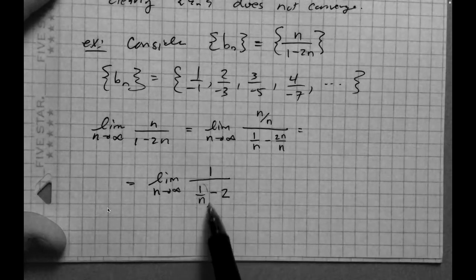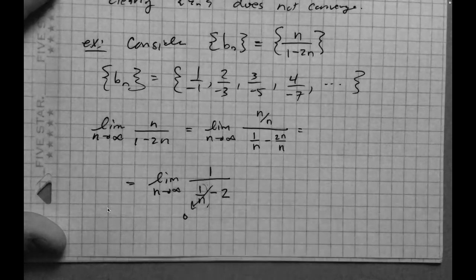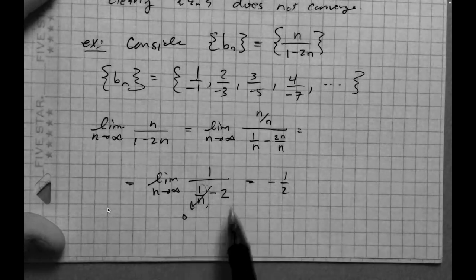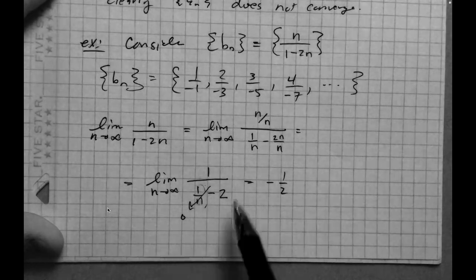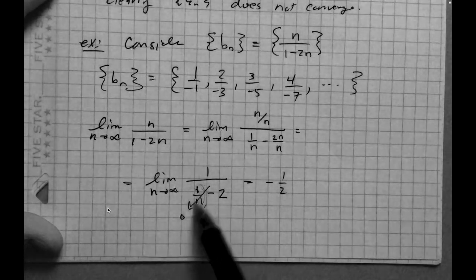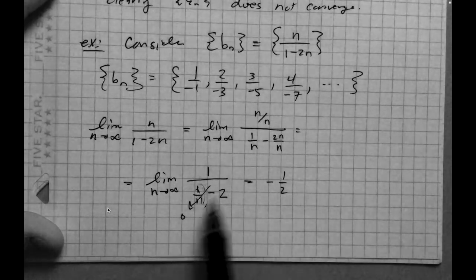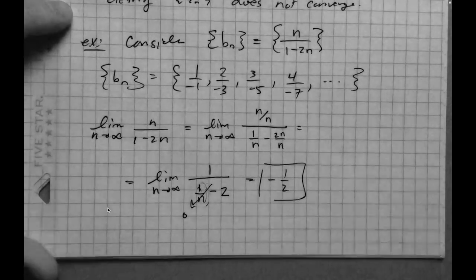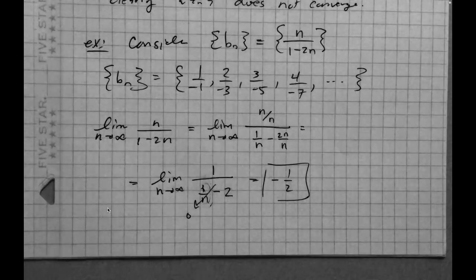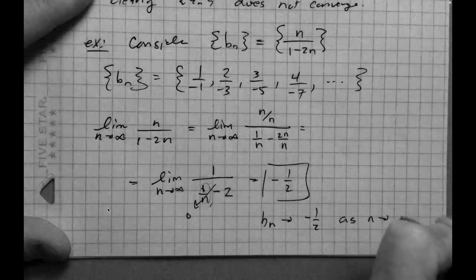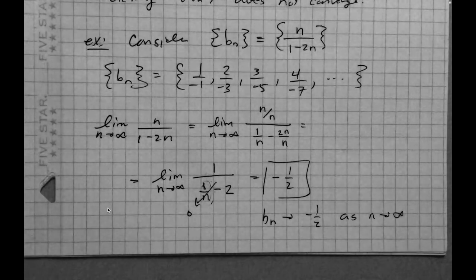Well, this piece goes to 0. But I'm still left with what? Negative 1/2. So I've got the 1 over negative 2. So 0 minus 2 is negative 2 on the bottom. As n gets larger and larger, this piece gets closer and closer to 0, and you can begin to treat it like 0 at a certain point. It's so small. So this one has a limit of negative 1/2. So b of n goes to negative 1/2 as n goes to infinity. Perfect. So this is an example of a convergent sequence.